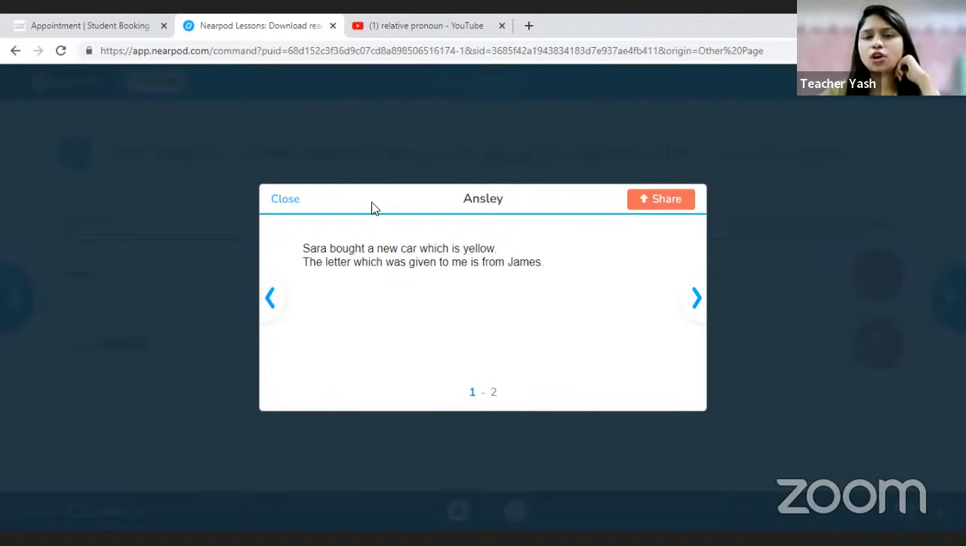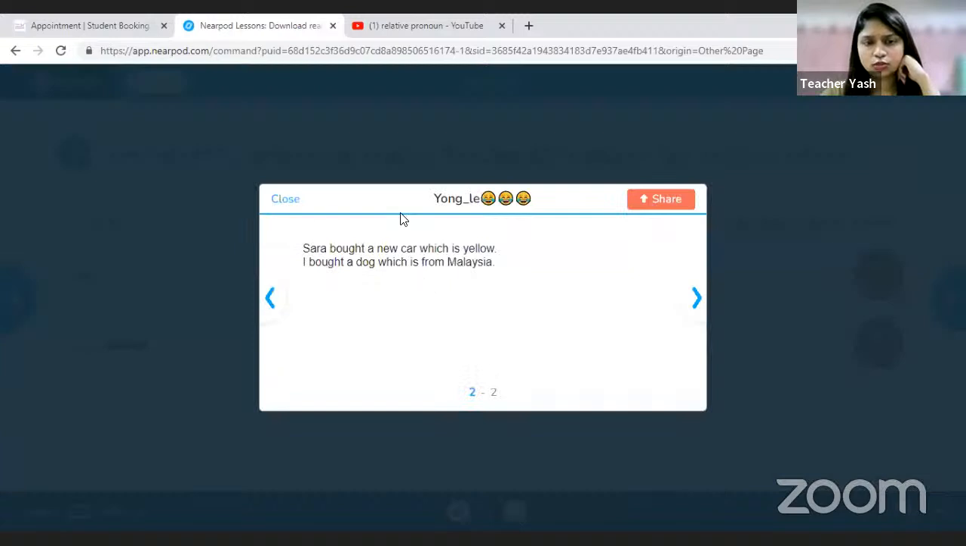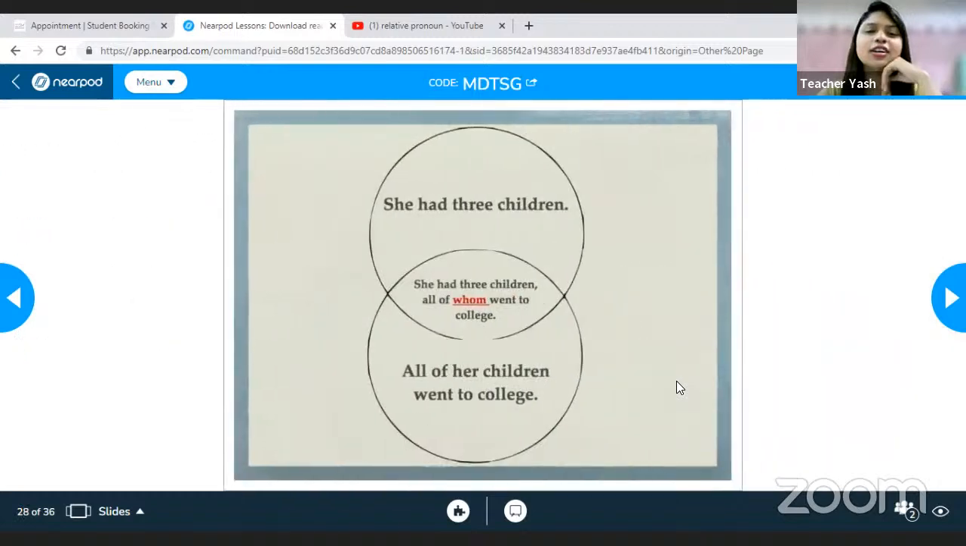Yes, Ansley, good job. And Youngler, I bought a dog which is from. You are already in Malaysia and you bought a dog which is in Malaysia. All your sentences are so weird, Youngler. Okay, next is whom? Youngler.